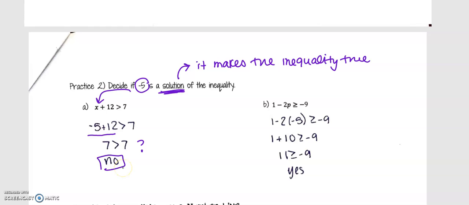Right? So that's no. What could be true is 7 is greater than or equal to 7. That would be a true statement. And then let's check this out again. Decide if negative 5 is a solution. I'm going to take that negative 5 and put it right in for P.